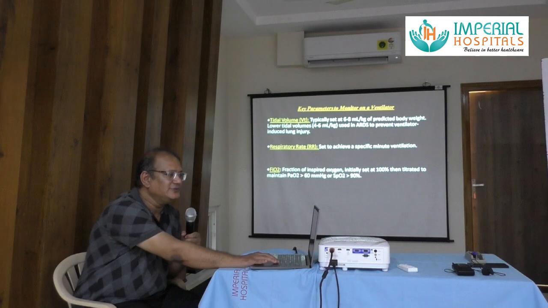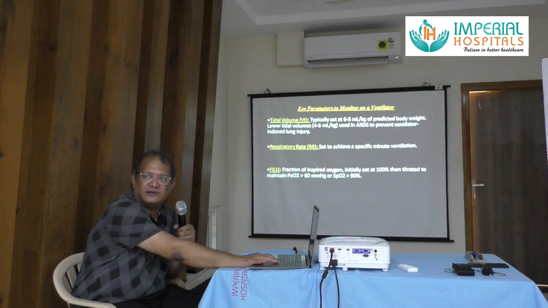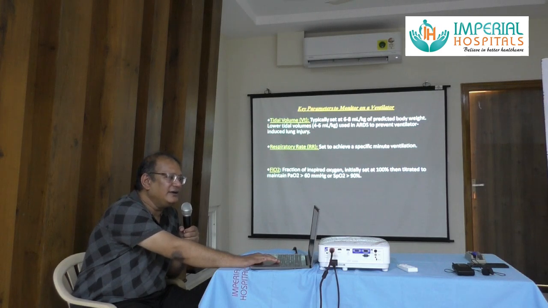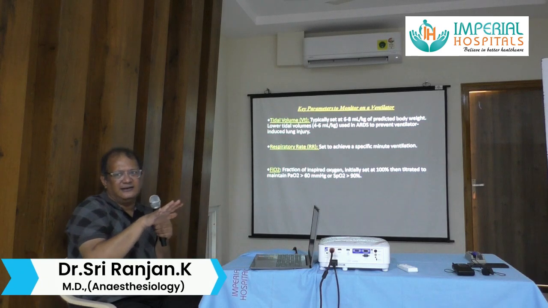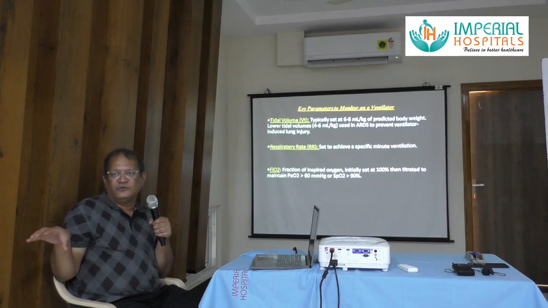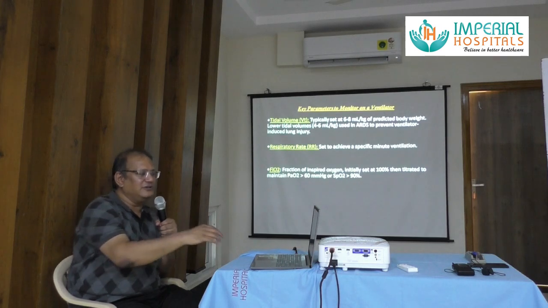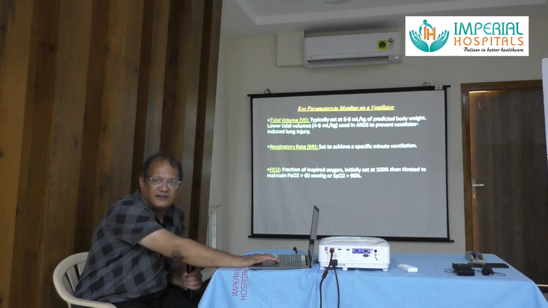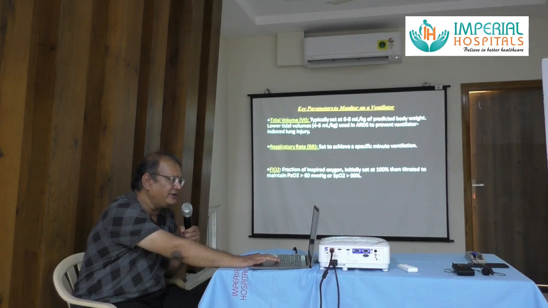So what are the parameters you set on a ventilator? Tidal volume. Typically you set it at 6 to 8 milliliters per kg of predicted body weight or ideal body weight. You have to know how to calculate for males and females based on height, right? In ARDS conditions, lower tidal volumes can be set. Respiratory rate, again, is set to achieve a specific minute ventilation, and we plan the respiratory rate based on the pH the patient has. Like the pH and PCO2 levels, to adjust PCO2 levels, we use respiratory rate as the parameter we'll change.